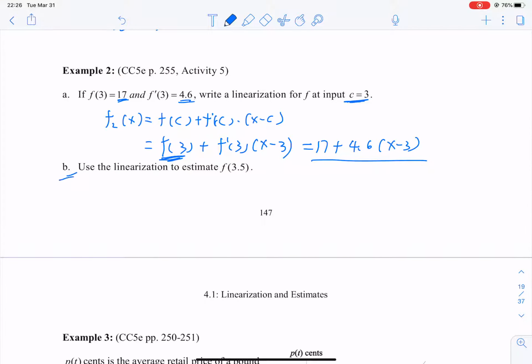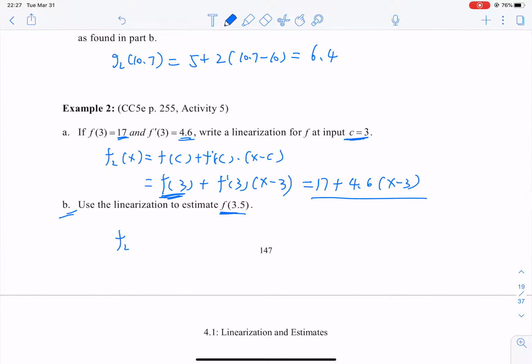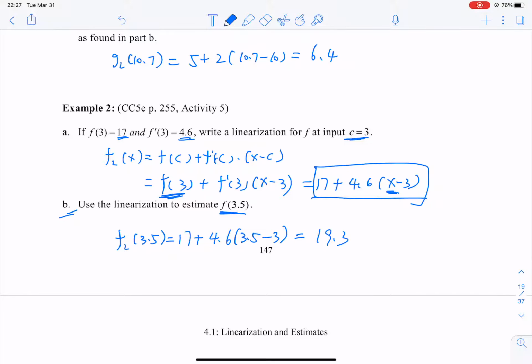The next one, use the linearization to estimate f of 3.5. So f sub L, pay attention to here. You still have to use f sub L. You cannot just use f of 3.5. You still have to use f sub L of 3.5 equals 17 plus 4.6, just plug in x equals 3.5 minus 3. Then we have 19.3. Then we are done.